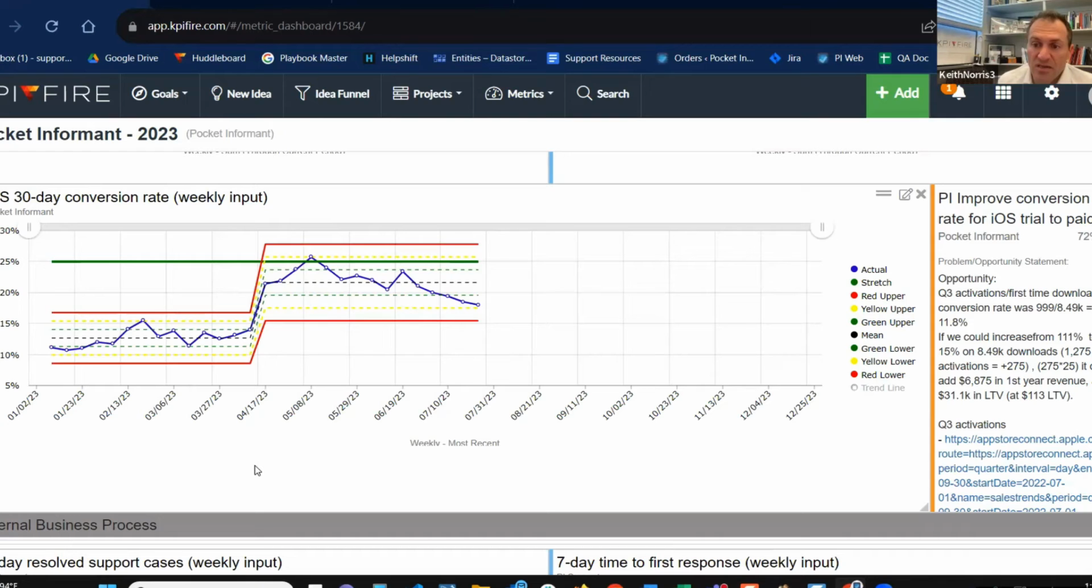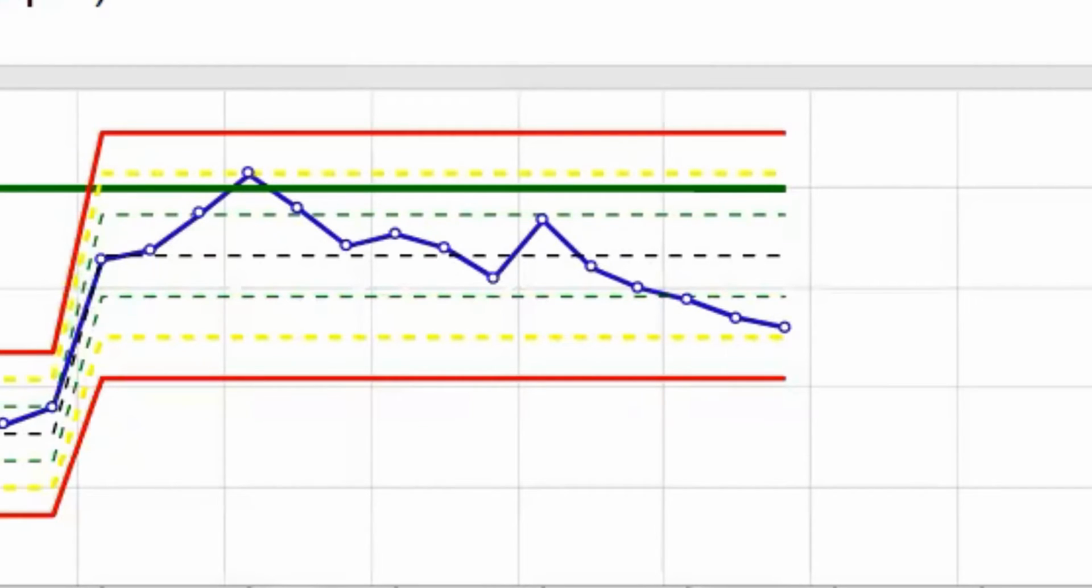And what happened there is that we know we made a process change, like we did something different to our conversion process on that week. So we were anticipating a jump, and really what we had was it jumped way above our top red line.